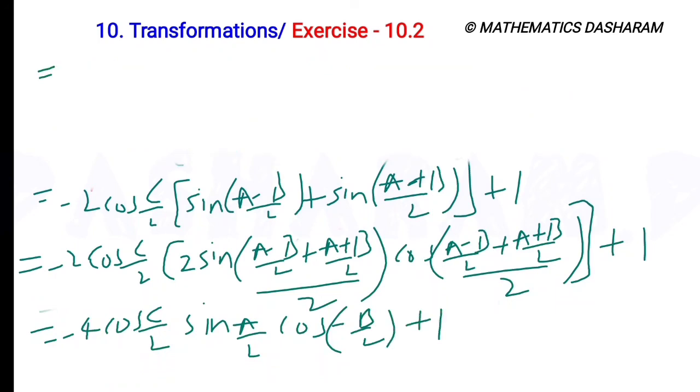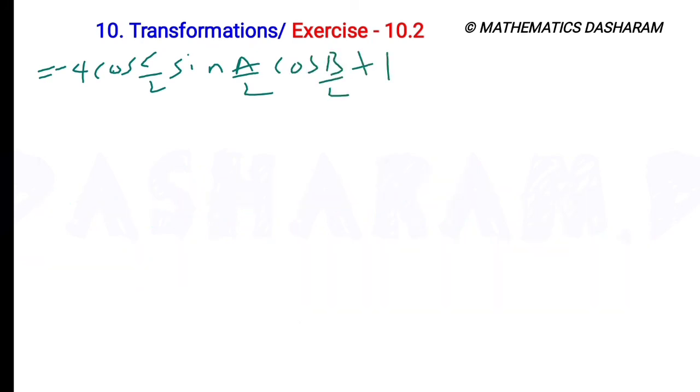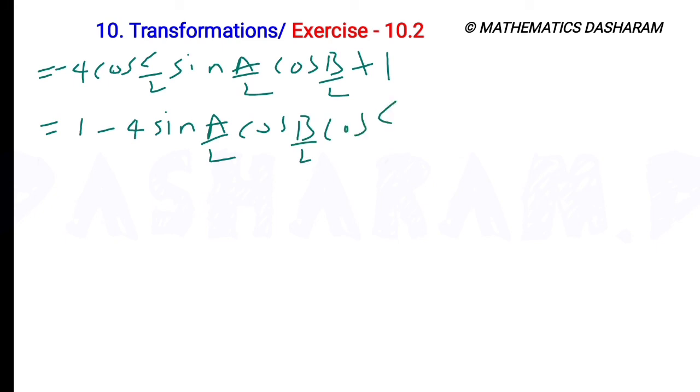So it is equal to minus 4 cos C/2 sin A/2, and cos of minus theta is cos theta, so cos B/2 plus 1. So next write the 1 at the beginning, and minus 4 sin A/2 into cos B/2 into cos C/2. So it is equal to RHS, hence proved.